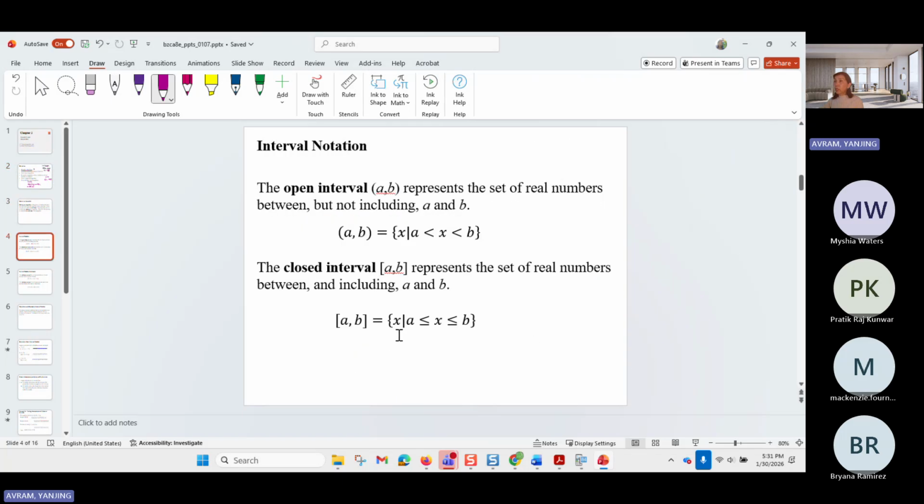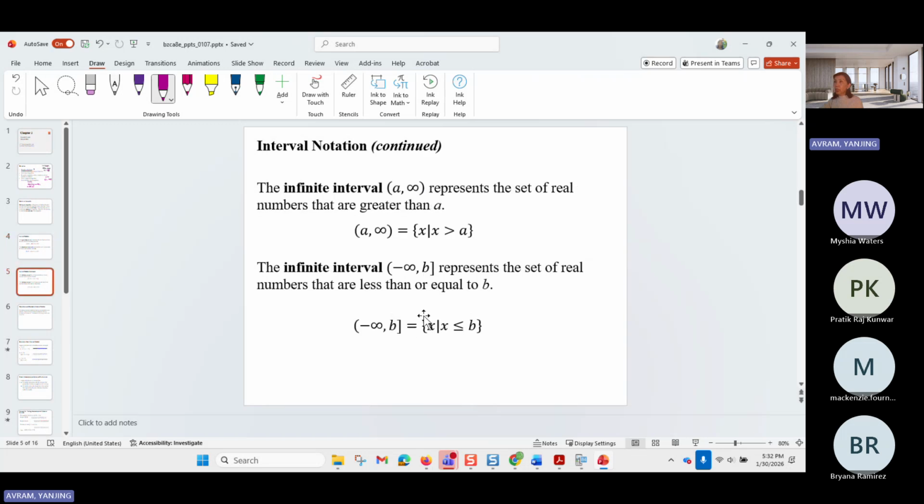An open interval always uses parentheses. A closed interval uses the brackets. And an infinite interval always uses the parenthesis on that side. This is greater than, this is less than or equal to. Because greater than, if you pick a number like 9, goes all the way to the right, and this one goes all the way to the left.